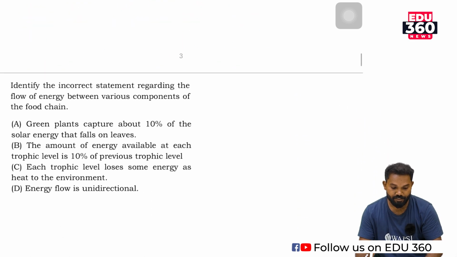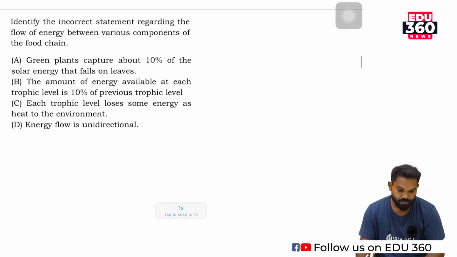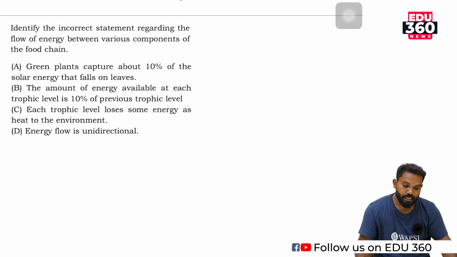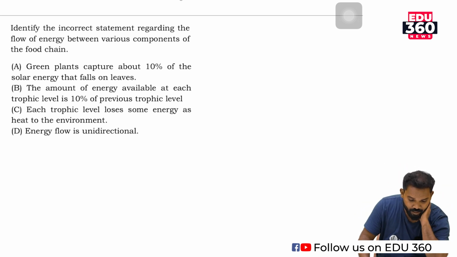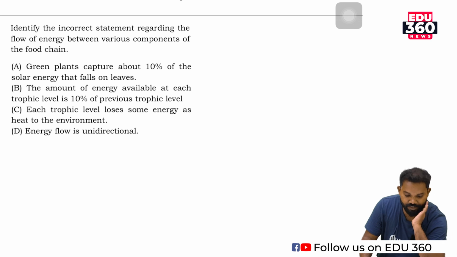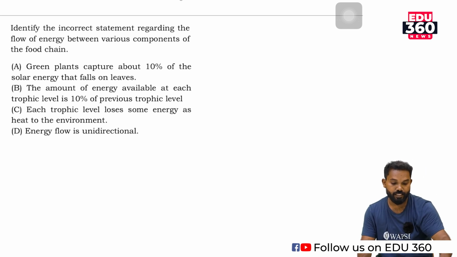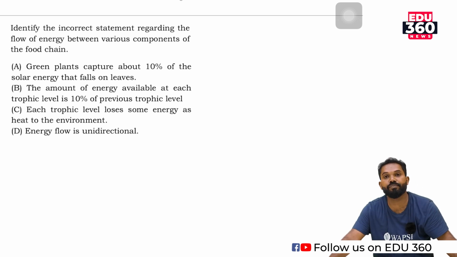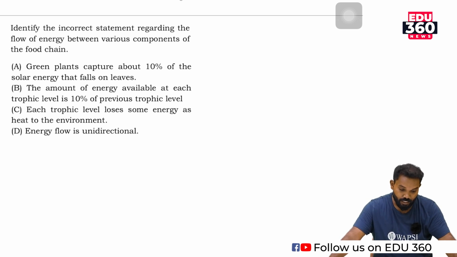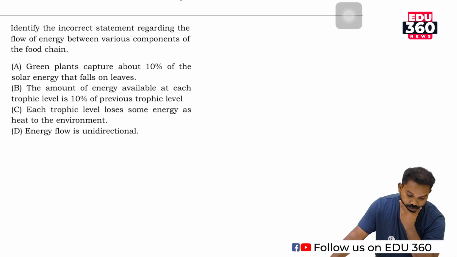Moving to the next question. It is also a statement question that is related to ecosystem. Identify the incorrect statement regarding the flow of energy between various components of the food chain.